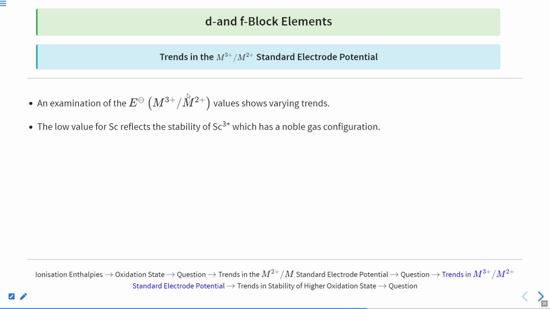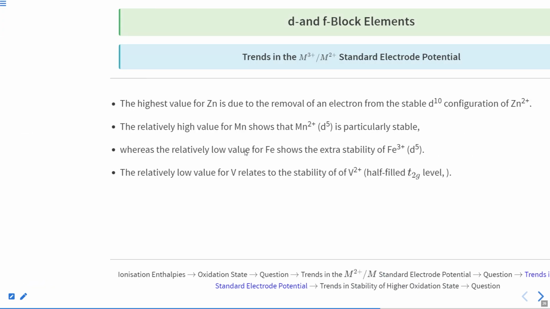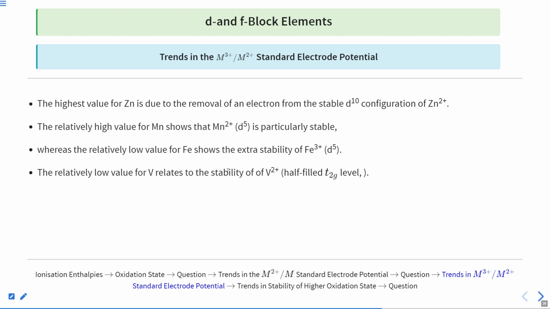Now, if you talk about the M3+/M2+ E0 values, the low value for scandium reflects the stability of Sc3+, because it attains the noble gas configuration, right? The high value for Zn is due to removal of an electron from the d10 configuration, and the relatively high value for Mn shows that d5 is particularly stable. So this is all about d5 and d10. Similarly, Fe3+ will show extra stability because it attains the d5 configuration. Similarly, the relatively low value for V relates to the stability of V2+, which has a half-filled t2g level.